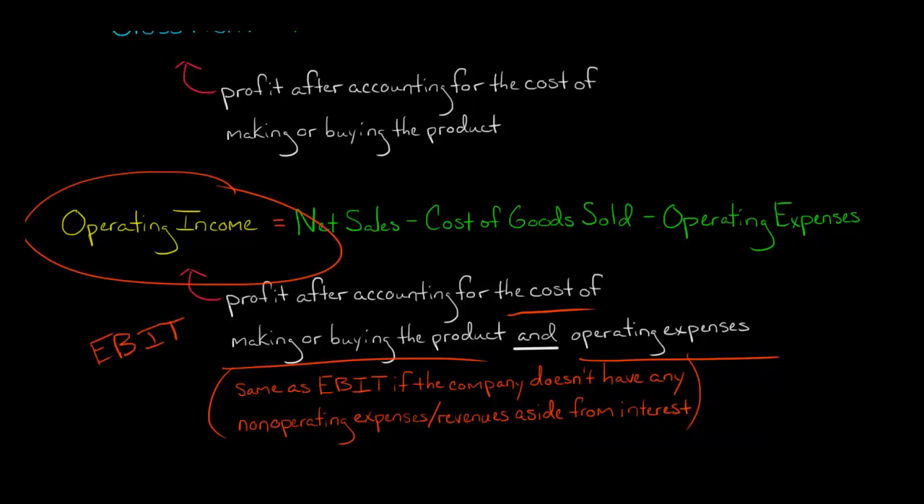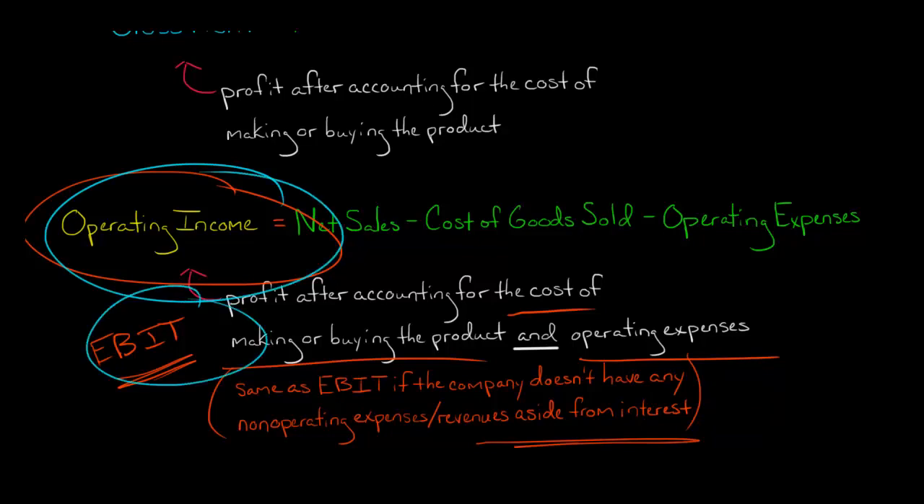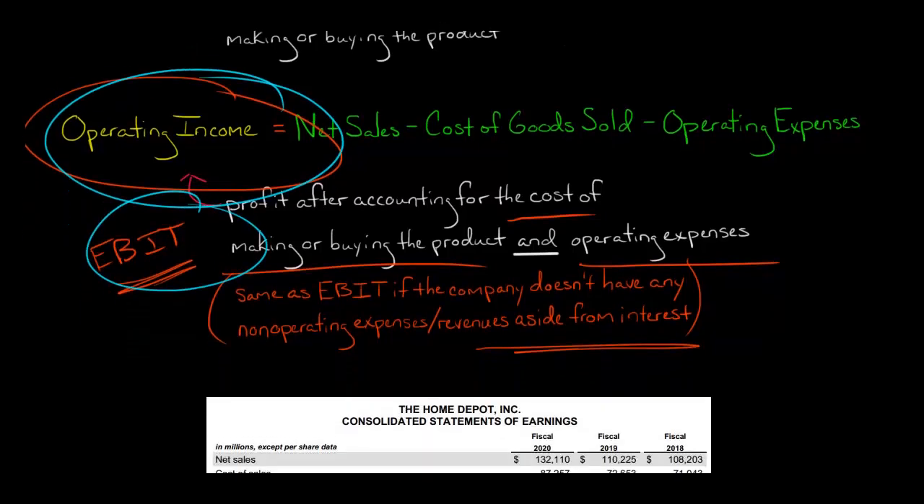Now, sometimes that's accurate, but sometimes EBIT and operating income are not the same thing. An example of when they would not be the same thing is if the company had some non-operating revenue or non-operating expenses other than interest. For example, if the company had like a gain on the disposal of a fixed asset. In that case, operating income and earnings before interest and taxes would not be the same number.